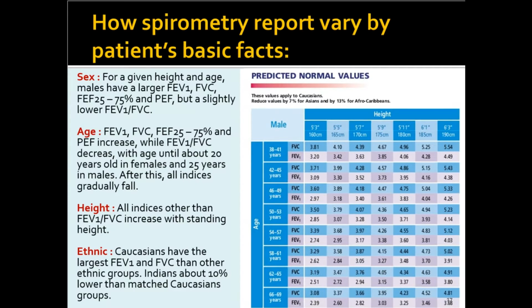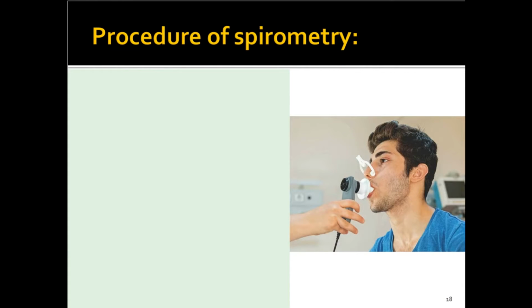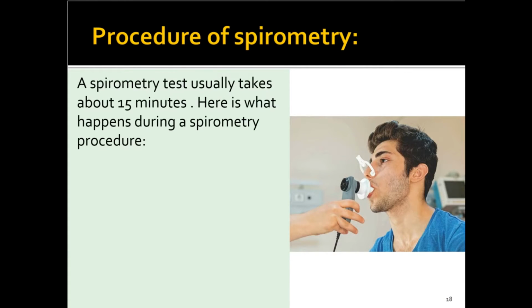Ethnicity: Caucasians have the largest FEV1 and FVC compared with other ethnic groups. Indians are about 10% lower than matched Caucasian groups. Procedure of spirometry. A spirometry test usually takes about 15 minutes. Here is what happens during a spirometry procedure.